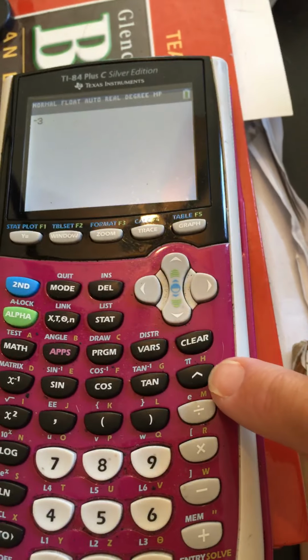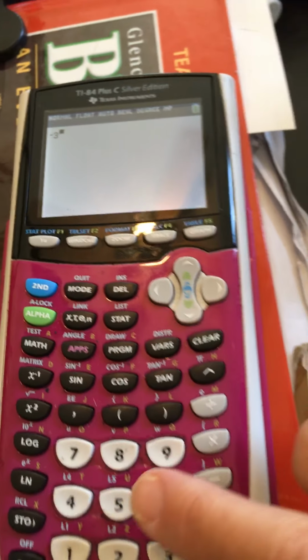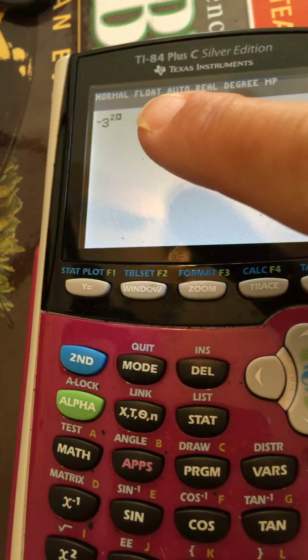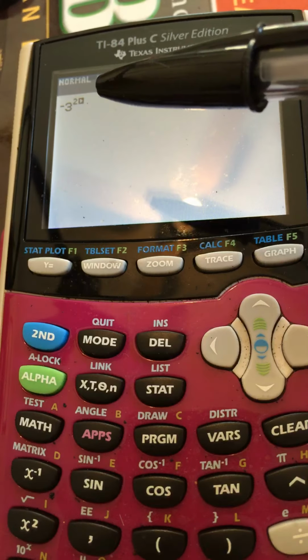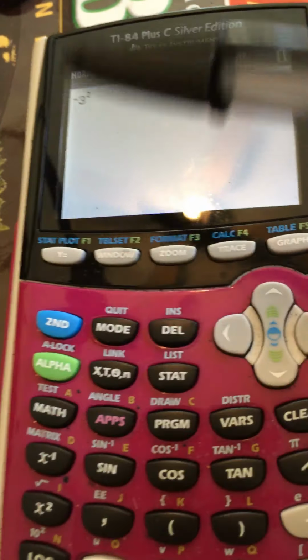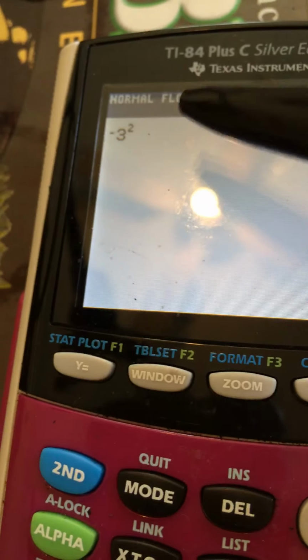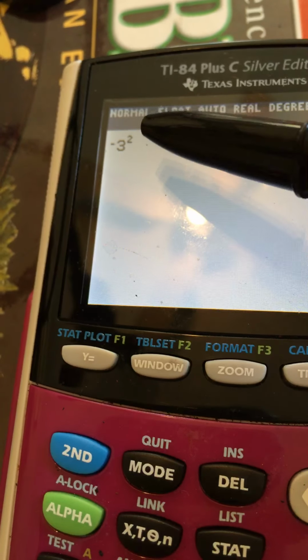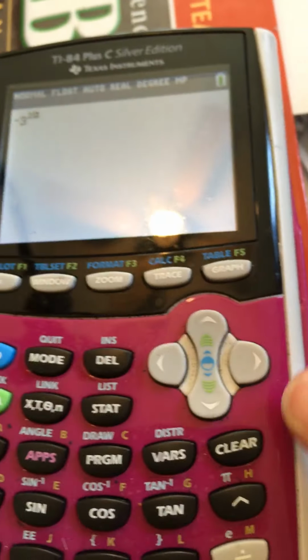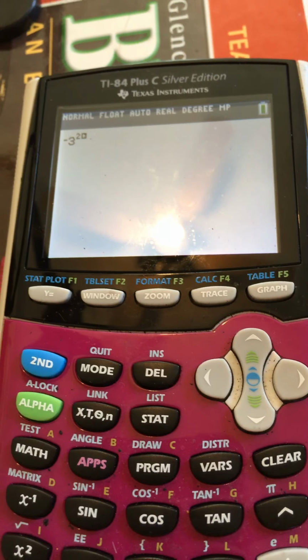The other way you can do it is up arrow 2. And that did it also. But it's better if it's squared to use this button, x squared. The reason why is, notice where my cursor is. It's up in exponent land. And before I do any more math, I have to arrow over and get back to numerator land.